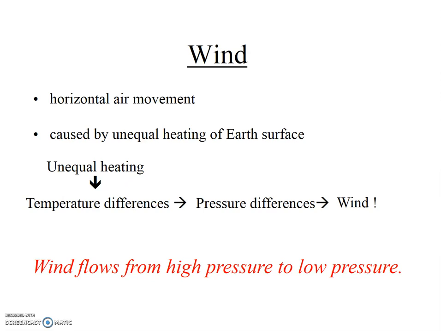On the other hand, as an air mass cools, it contracts. Thus it is more dense than the surrounding air, and it descends. As we learned in the previous video clip, that descending air leads to high pressure. And wind, like water, flows from high pressure to low pressure, so wind would be flowing outward from that high pressure region.